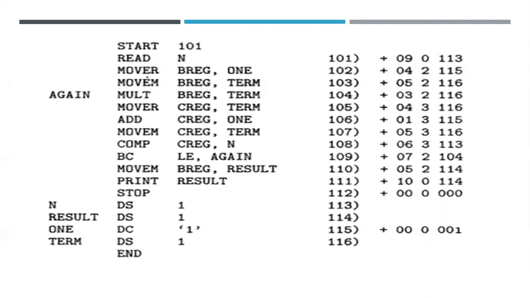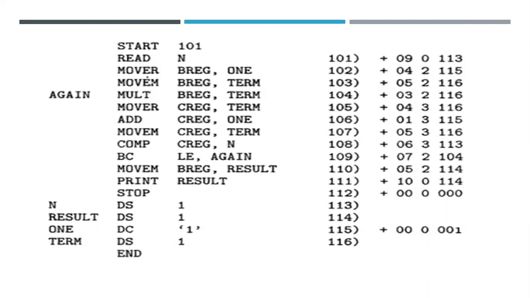Next is move M B register comma result. Next is print result. Next is stop. Next is n symbol, declare storage 1. Result is declare storage 1. 1 is declare constant 1. Term is declare storage 1. And at the end, the program ends.